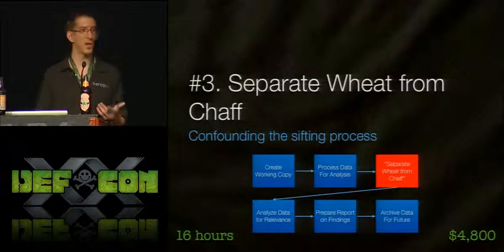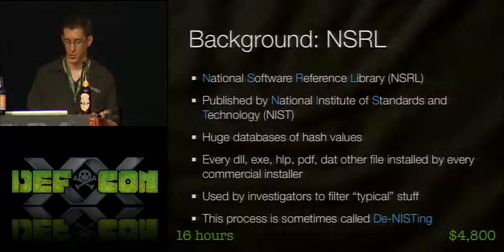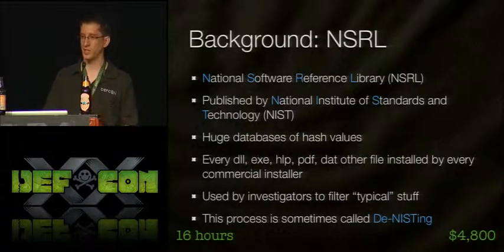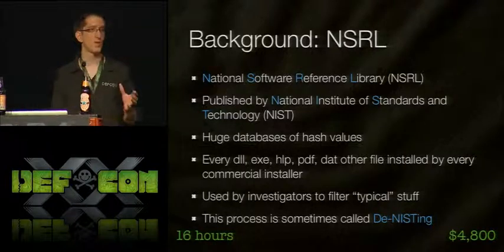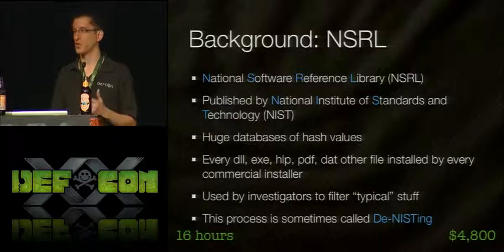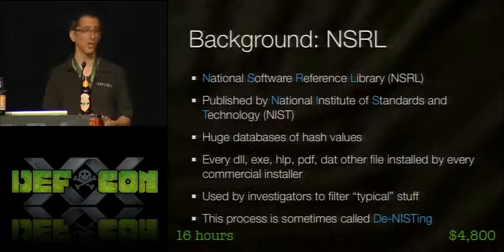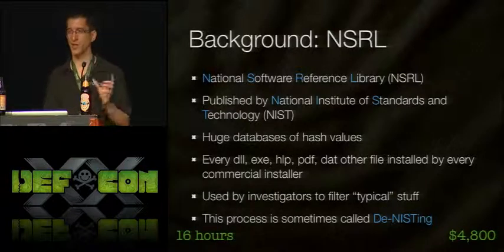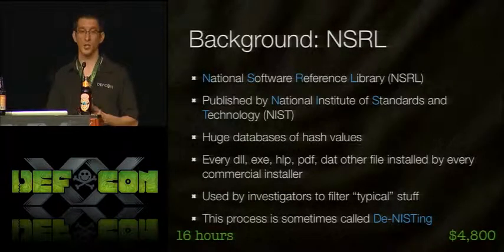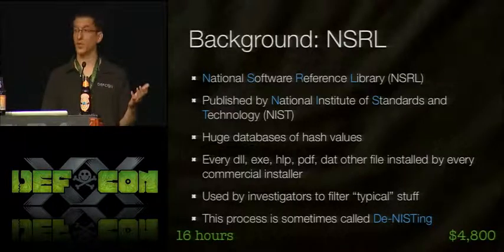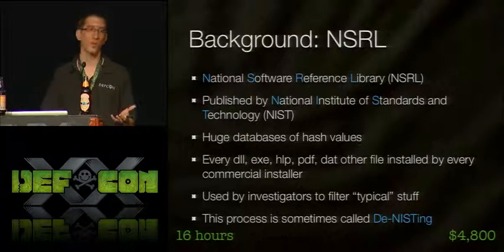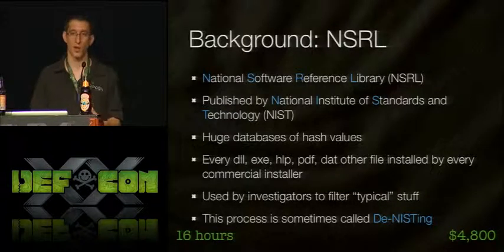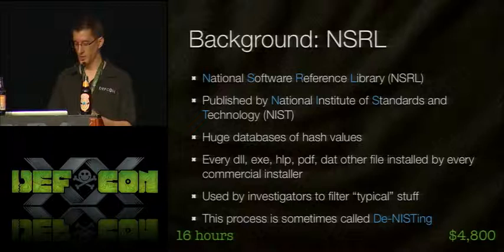One of them is using the NSRL, or the National Software Reference Library. This is a library of hashes that's published by the National Institute of Standards and Technology, or NIST. It's a huge database of every single file that's installed on a machine by commercial installers. Every file in Microsoft Word, every exe file, every DLL file, every help file, every text file, everything is hashed, and these values are stored in this database so that investigators can use this to see, is this something that's very common, that's installed by millions of people around the world, or is this something that a user has created on their own? The process is sometimes called deNISTing.